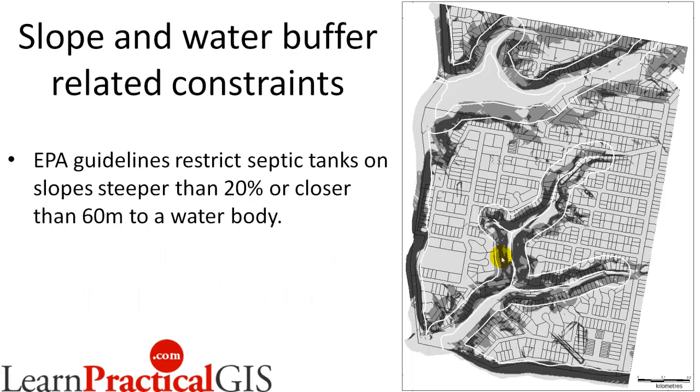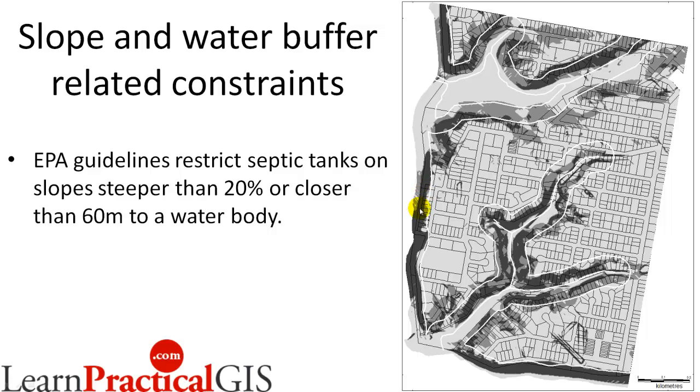Then we brought in these slope and buffer constraints. The Environmental Protection Authority has guidelines that restrict on-site wastewater treatment or septic tanks on slopes steeper than 20% or closer than 60 metres to a water body. So what we had was this map of slopes. And look, the legend hasn't come across here, I'm terribly sorry, but basically these dark areas are very steep slopes.